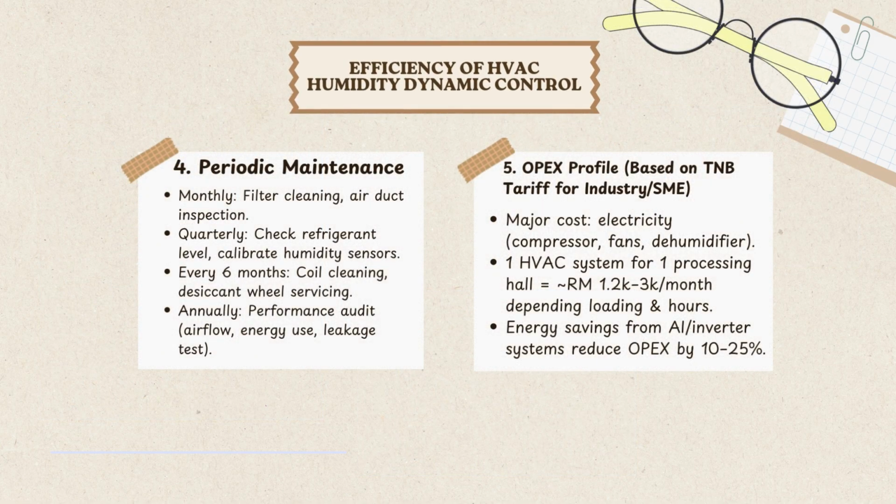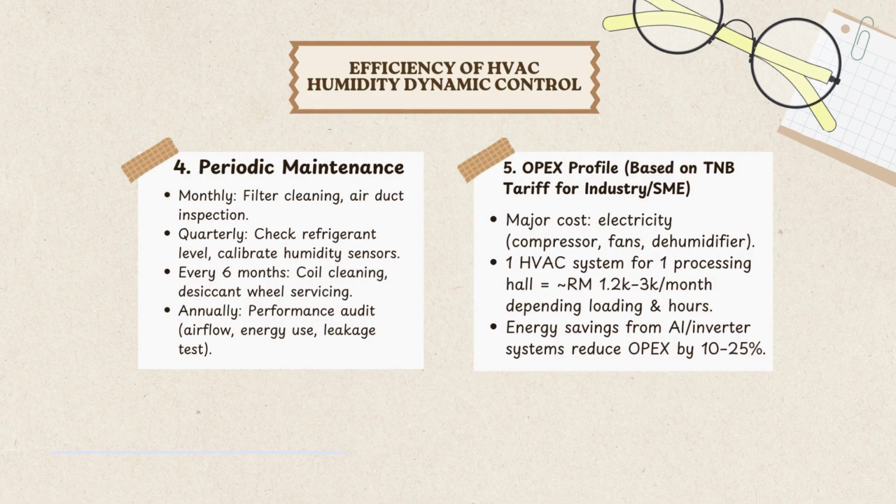To maintain long-term efficiency, HVAC systems require routine servicing. This includes monthly filter cleaning, quarterly humidity sensor calibration, coil cleaning every 6 months, and an annual performance audit to check airflow, energy usage, and potential system leaks.